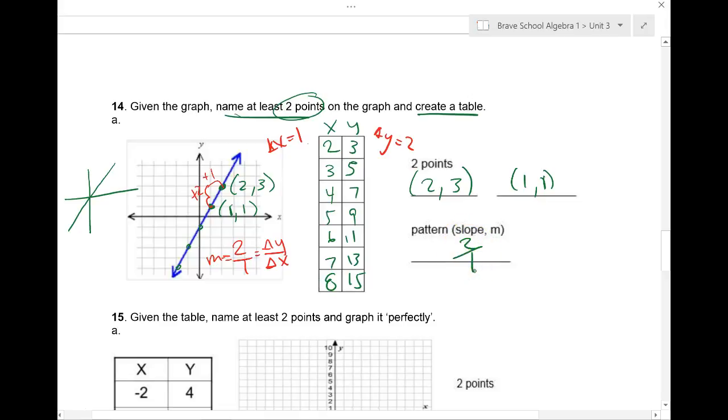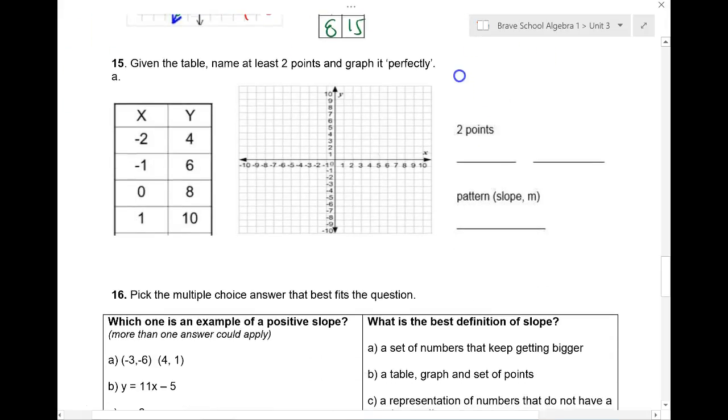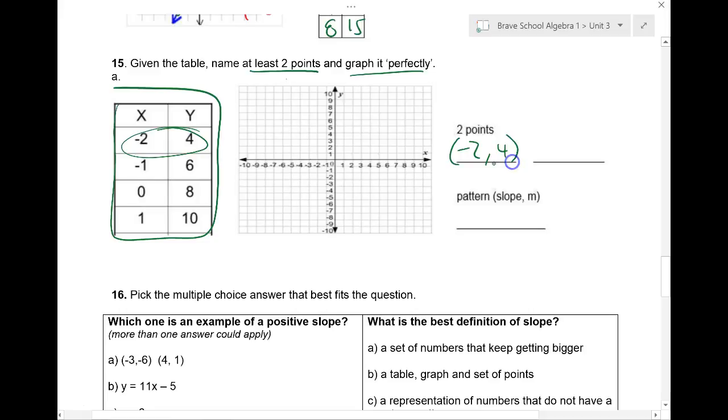Number 15. Given this table, this time we have a table with points already filled in. Name 2 points and graph it perfectly. First, let's find our points. The nice thing is the points are right here. We don't have to go looking for them. You can just pick 2 of those points. It doesn't matter which ones. I'll do the first 2 on the list: (-2, 4) and (-1, 6).